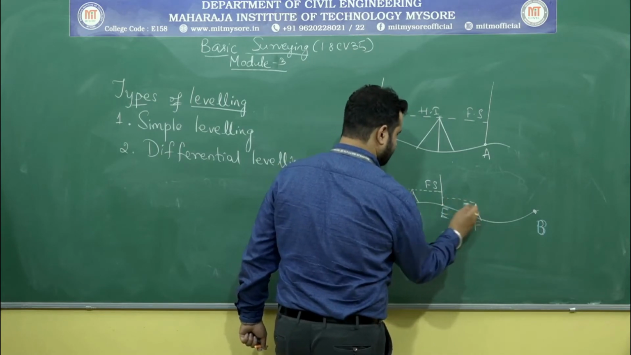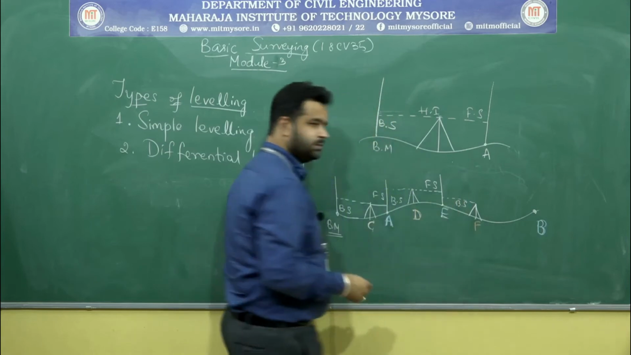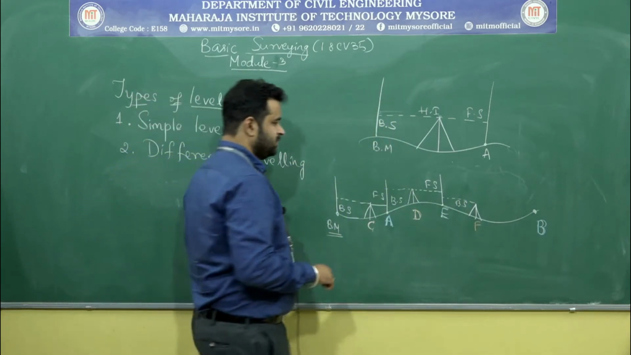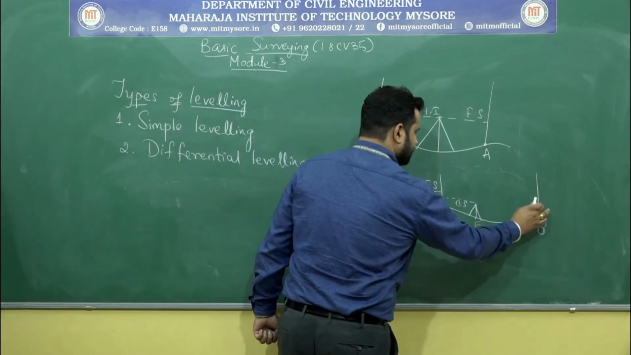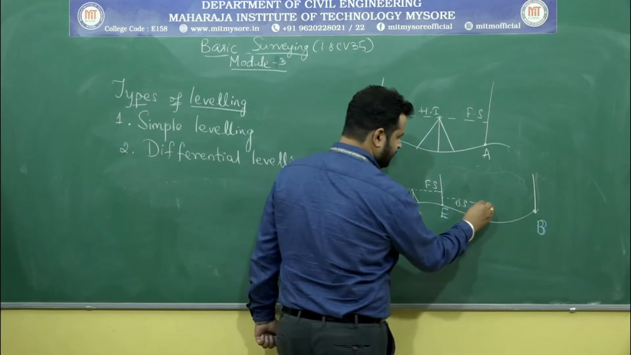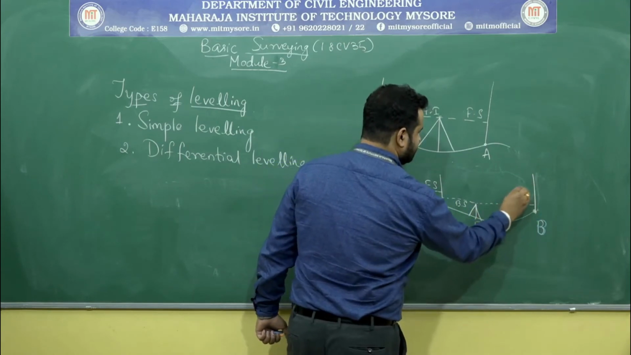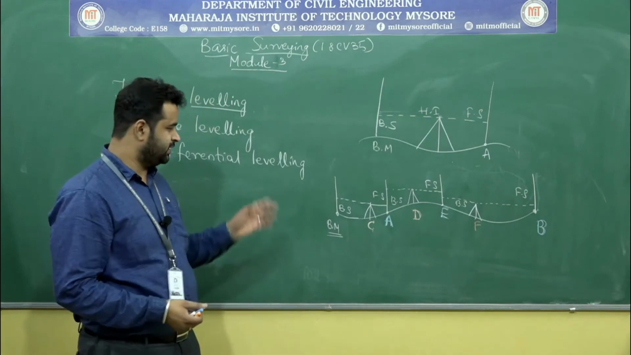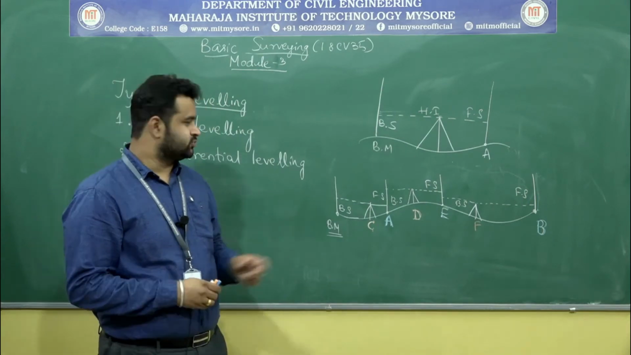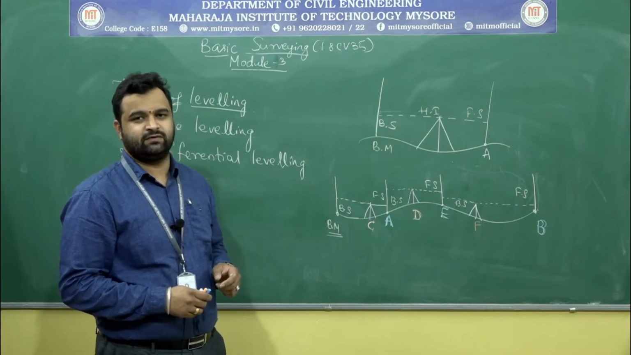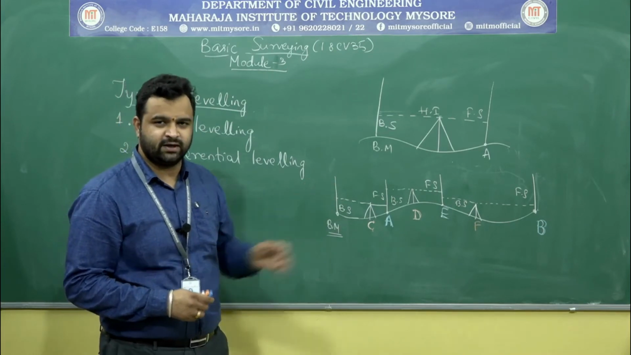Now again record backside to the same point previously kept. Then keep staff at the last point, which is B, and record its foresight. Got it? Calculate the elevations of all the points. So this type of leveling is called differential leveling or also fly leveling.